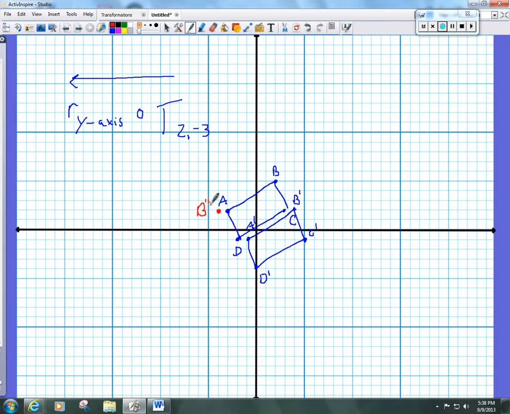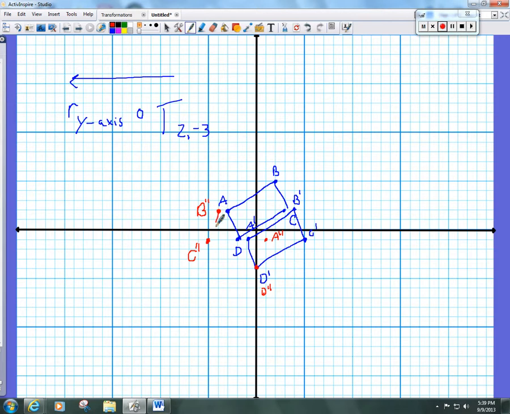A is 1 unit away, so I go 1 unit on the other side and label that A double prime. D is right on the y-axis, so that point will stay the same. This would also be D double prime. And C is 5 units away, so I go 5 more units away. I know it's 5 units away because each vertical and horizontal line that's a more solid blue is 5. So this would be C double prime.